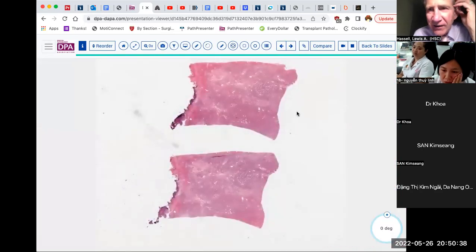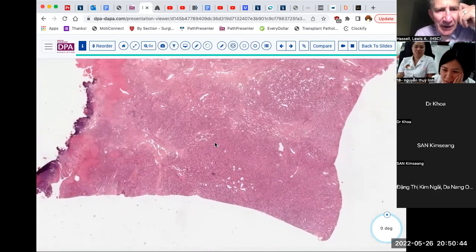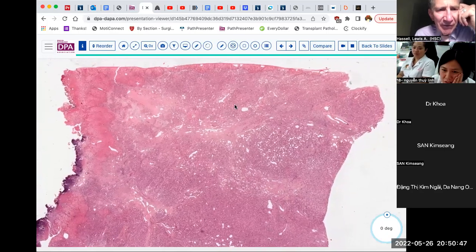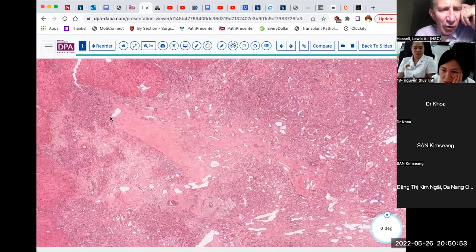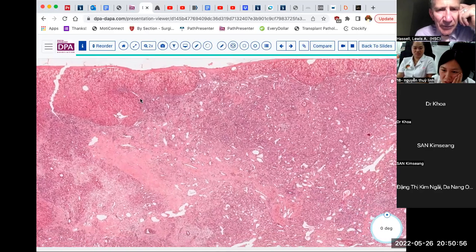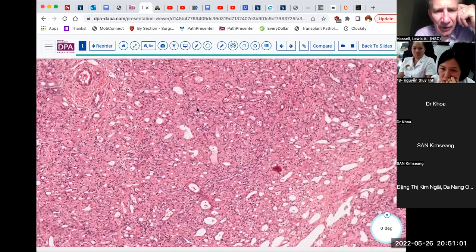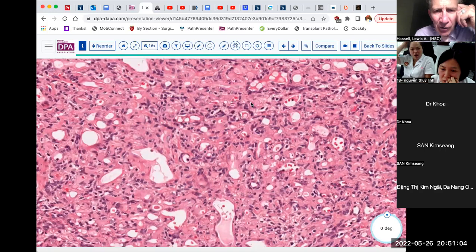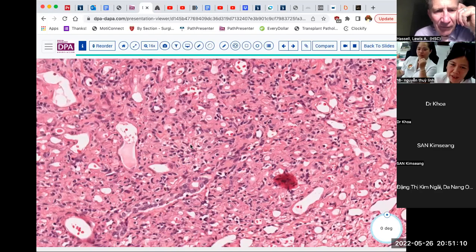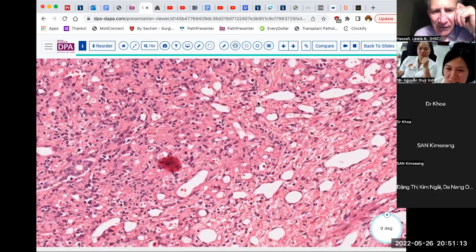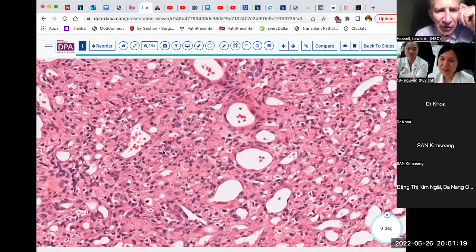Okay, one last case. This is actually a case from Hanoi many years back. And this is, again, from a pediatric patient. And here again, we have sort of normal liver here on the edge, liver capsule. And then just beneath the capsule, we have this very altered pattern with lots of small vessels. So we've just looked at epithelioid hemangioendothelioma. This is a hemangioblastomatous type pattern in a pediatric patient.